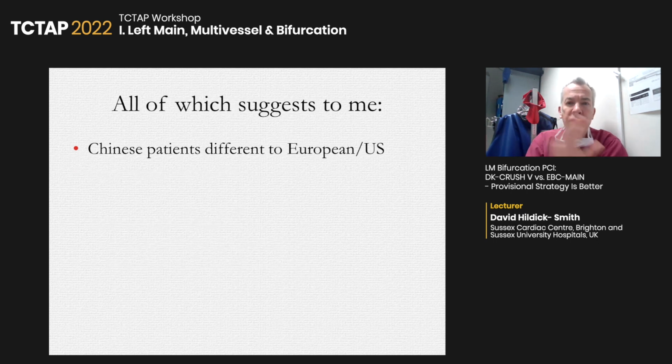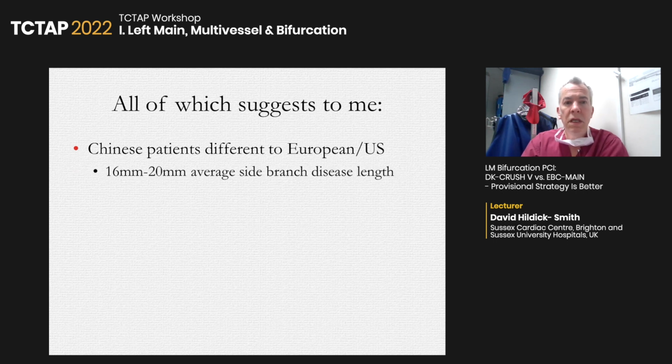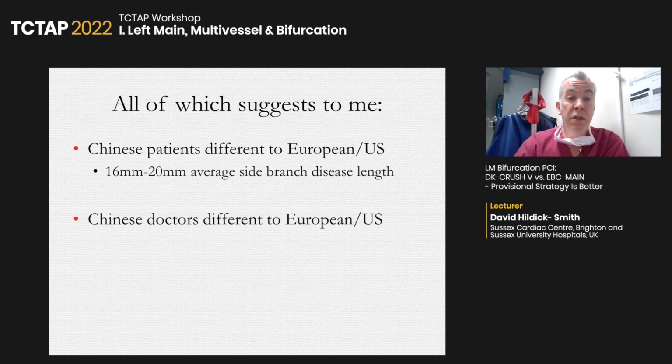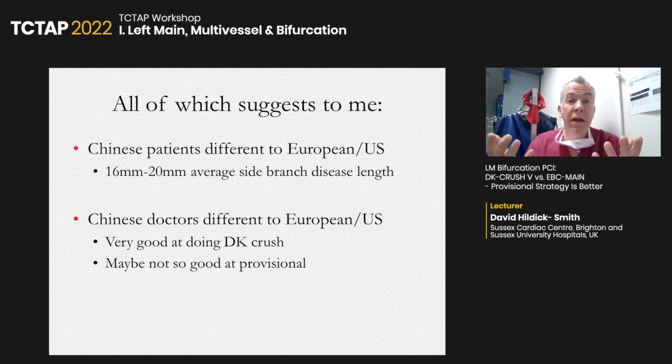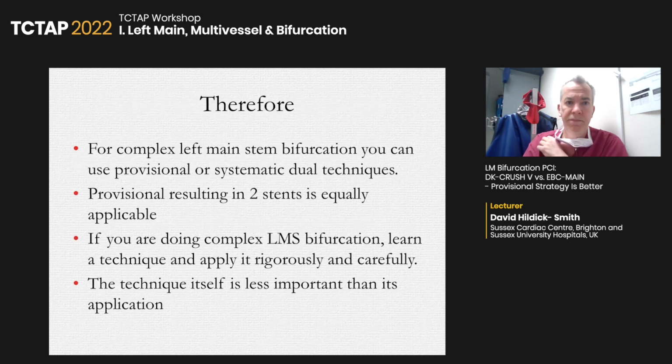So I think there is a difference between the patients, and there's also a difference between the doctors. The Europeans have championed the provisional approach. The Chinese cardiologists have championed the DK crush. So there's probably a philosophical bias in each camp to the preferred strategy. Perhaps as a result, we could say that the Europeans would not be terribly good at doing DK crush until they really got good at it. And similarly, perhaps the Chinese cardiologists weren't quite as committed to the provisional strategy.